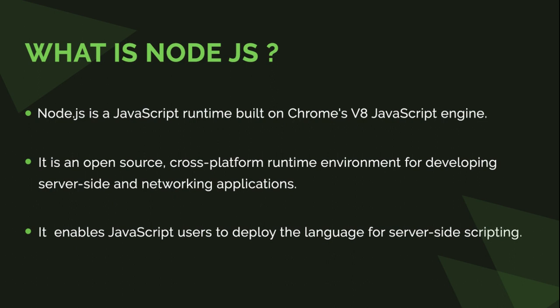A JavaScript engine converts whatever JavaScript code you have written into machine code so that the computer can understand it. Chrome uses the V8 JavaScript engine. Firefox uses SpiderMonkey. I don't know about the other browsers, but I just know these two. Node.js is also built on Chrome's V8 JavaScript engine. Whatever JavaScript engine Chrome is using, which is V8, Node is also using the same one.